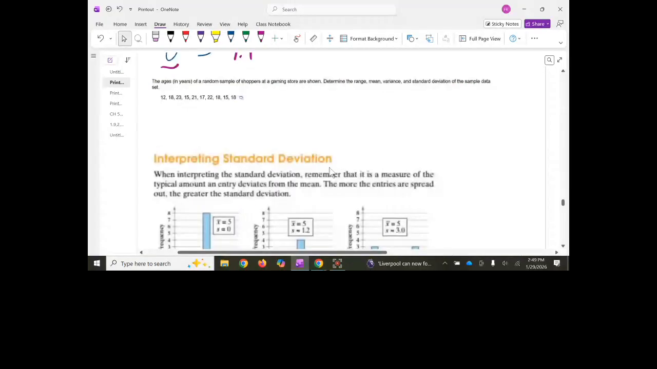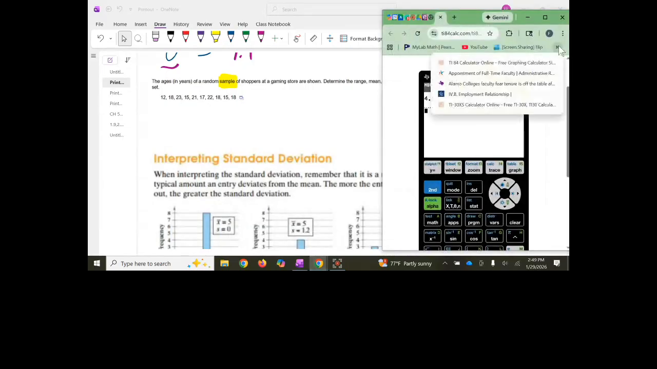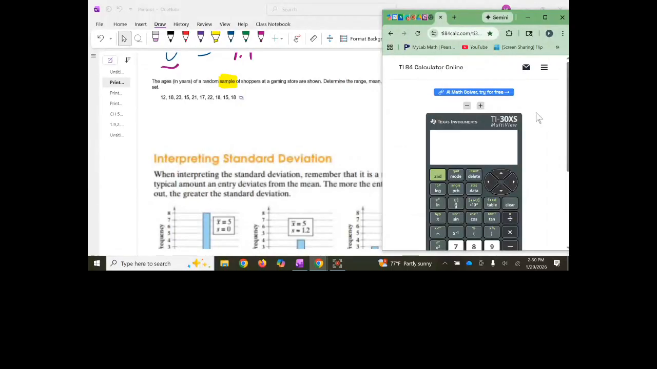All right, let's try one more, y'all, and then we'll do some interpreting. What does all this really mean visually? So it says here, the ages in a random sample of shoppers at a given store are shown. Determine the range, mean, variance, standard deviation of the sample data set. Okay, guys, I'm going to do the same thing here. The only thing I'm going to do different is go back old school. I'm going to use this guy right here.